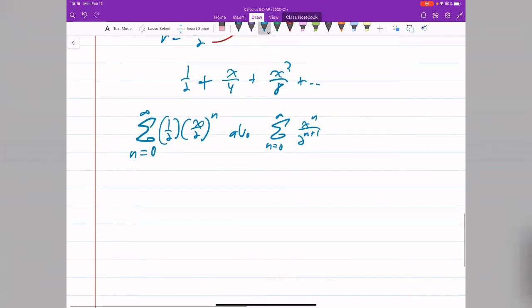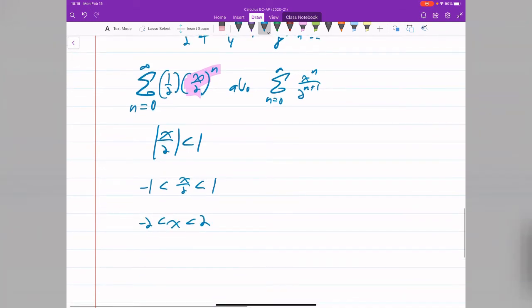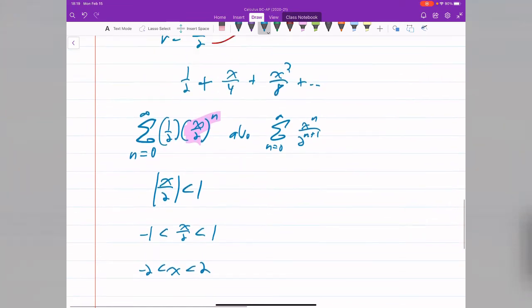But let's make sure that we know that this thing also has to be absolute value less than 1. So my common ratio has to be less than 1. So we're going to actually test that. My common ratio has to be between -1 and 1, which when I multiply by 2 gives me -2 to 2. So this is truly between -2 and 2.